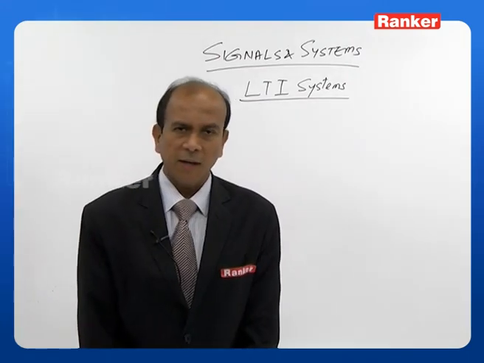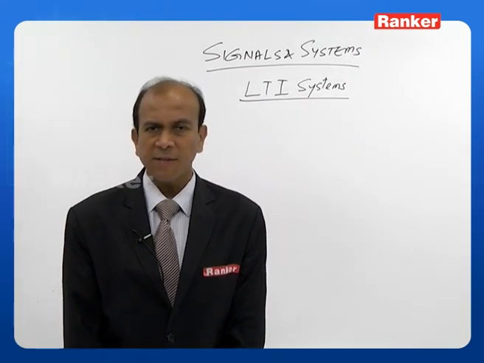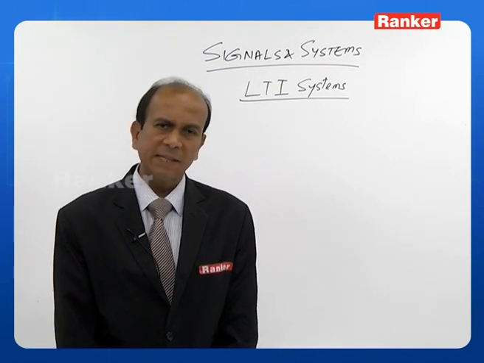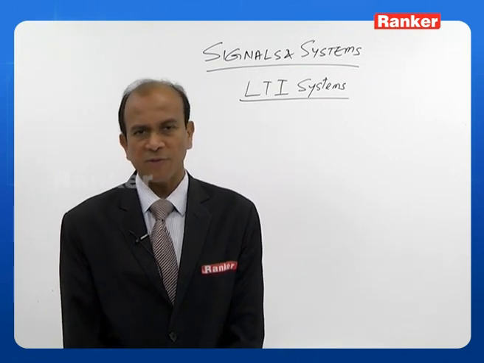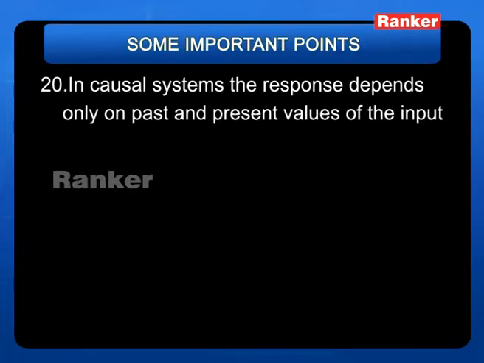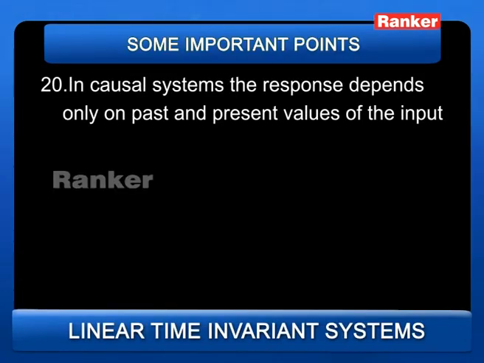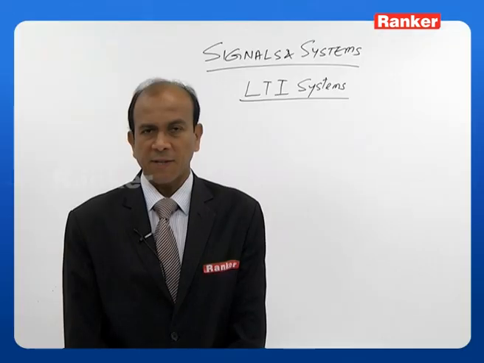Let us look at another thing, which we are all summarizing. Actually, we have studied this earlier, but let us see the summary again, because these are very important points which we are trying to remember. 20th point. In causal systems, the response depends only on past and present values of the input. That is a causal system.